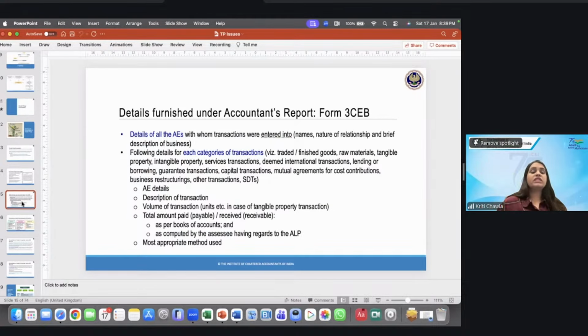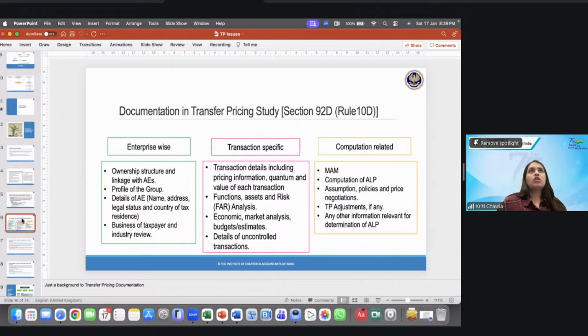Now, apart from Form 3CEB, there is another document that you have to prepare, which is called the TP study. TP study is coming from Section 92D of the Income Tax Act. And this is where you will actually provide a lot of information. This is a document that we have to, as taxpayers, prepare. And this particular document will provide a lot of detailed information on the entire transfer pricing policy and the entire transfer pricing analysis that is undertaken.